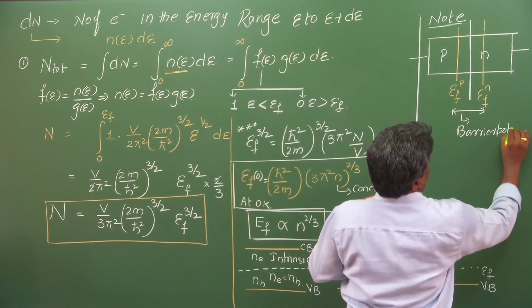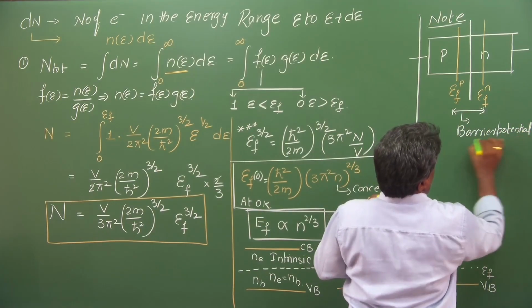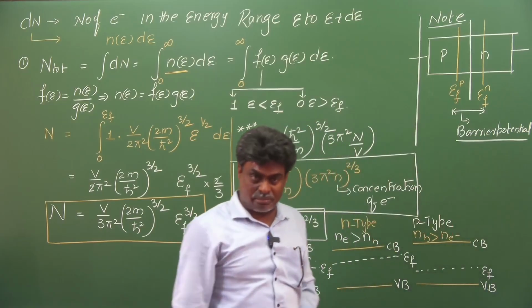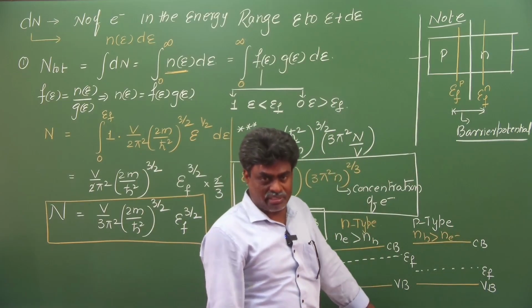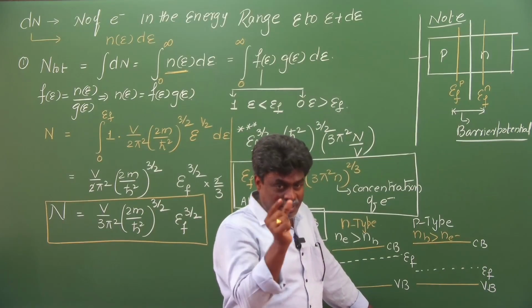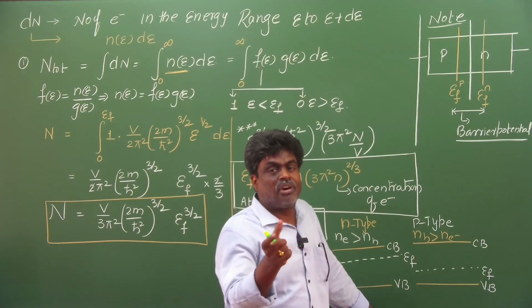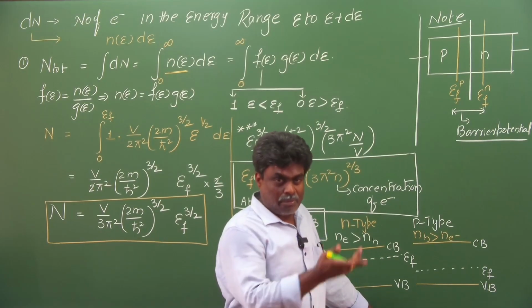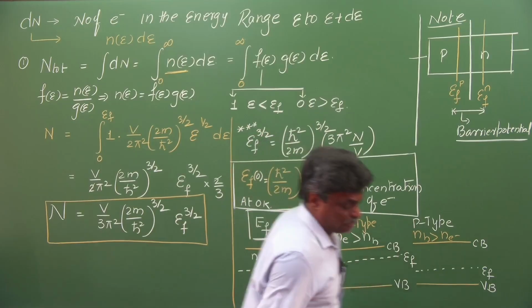Barrier potential, or barrier potential width, something like that. 0.7 for silicon and 0.3 for germanium. So what is that barrier potential exactly? It is the difference between the Fermi level energies of the P type and the N type.